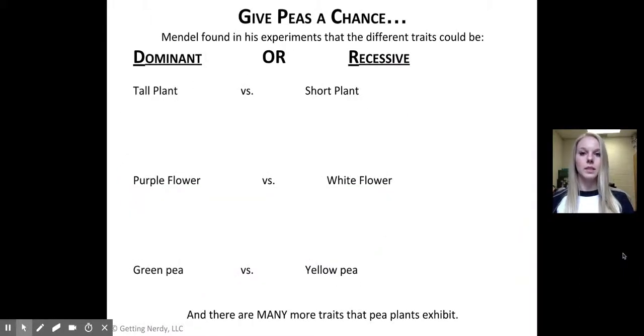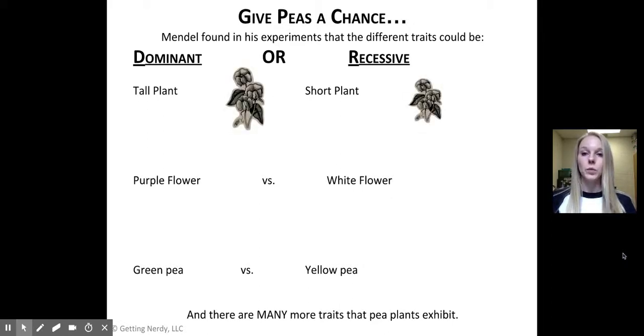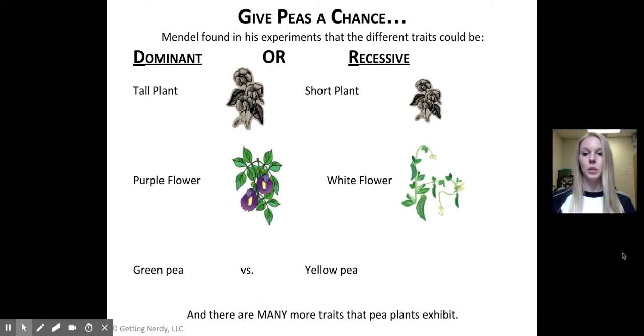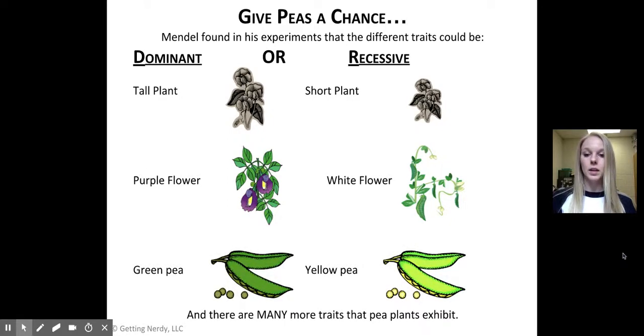In his experiments, Mendel found that the traits for pea plants could be dominant or recessive. Some of the examples of the traits that he looked at was the plant trait for height. Tall plants were dominant to short plants. He also looked at colors, where purple flowers were dominant to white flowers, and green peas were dominant to yellow peas. There are many more traits that pea plants exhibit.